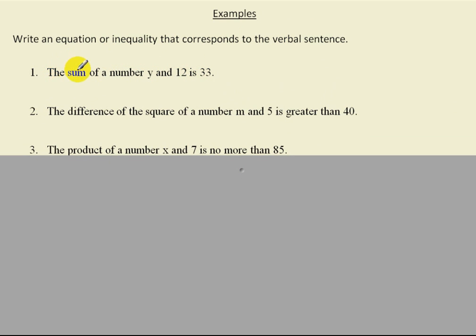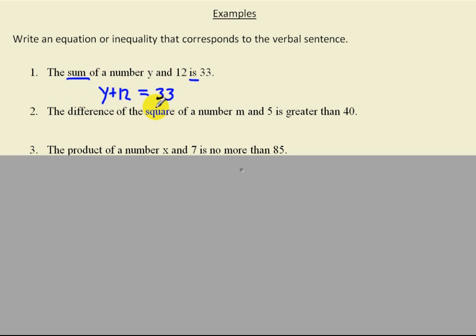So we have the sum of a number. So sum tells us we're going to add. Sum of a number y and 12 is 33. And very often, not in every single case, but very often is shows us where the equal sign goes. So to get the sum of y and 12, we'll take y plus 12, and this is equal to 33. And at this point, that's all we want to do. We don't need to solve the equation, we just want to write it.